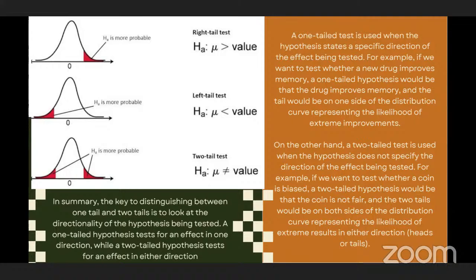In summary, the key to distinguish between one tail and two tail is to look at the directionality of the hypothesis being tested. A one tail hypothesis tests for an effect in one direction, while a two tail hypothesis tests for an effect in both directions. And that is shown in this picture, where the one tail includes the right tail and the left tail test, and the two tail test is equal on both sides.